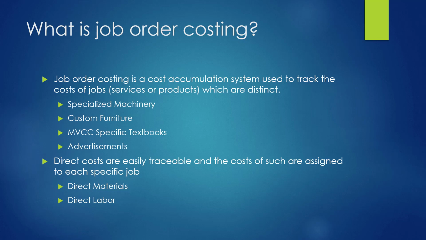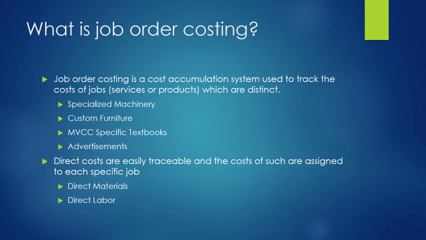This could be making specialized machinery, custom fit to your customer. Same thing with customized furniture. If you're making textbooks, some textbooks are mass produced and sold to tons and tons of colleges, while some textbooks are made specifically for a university. If you're making that batch of textbooks, which is specific to one learning institution, they would use job order costing. And the big one on this is advertisements. It's not like advertising agencies make an advertisement and say anybody that wants to use it can. They make them specialized for each customer that they have.